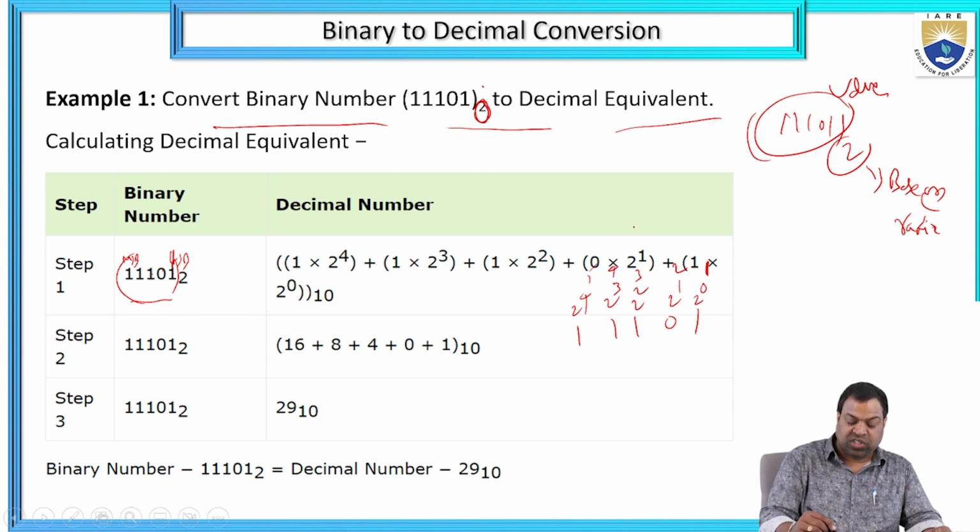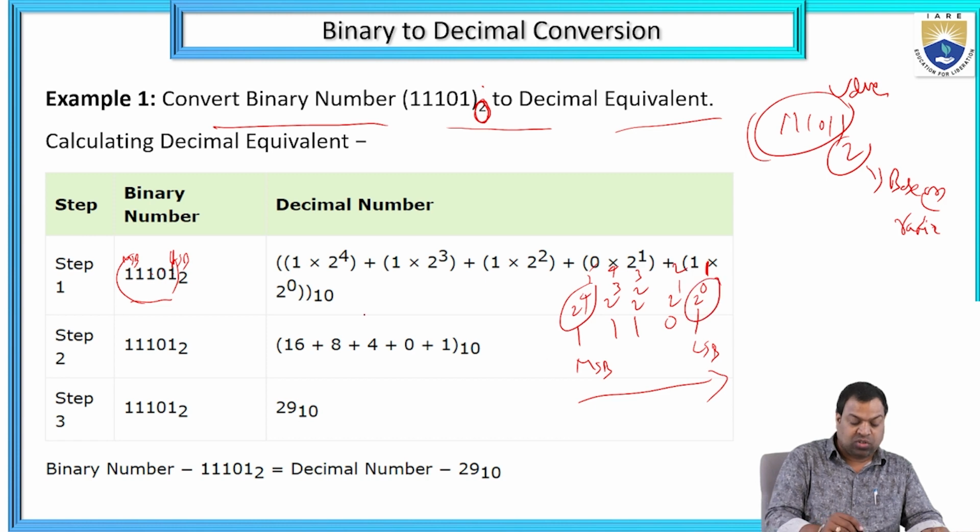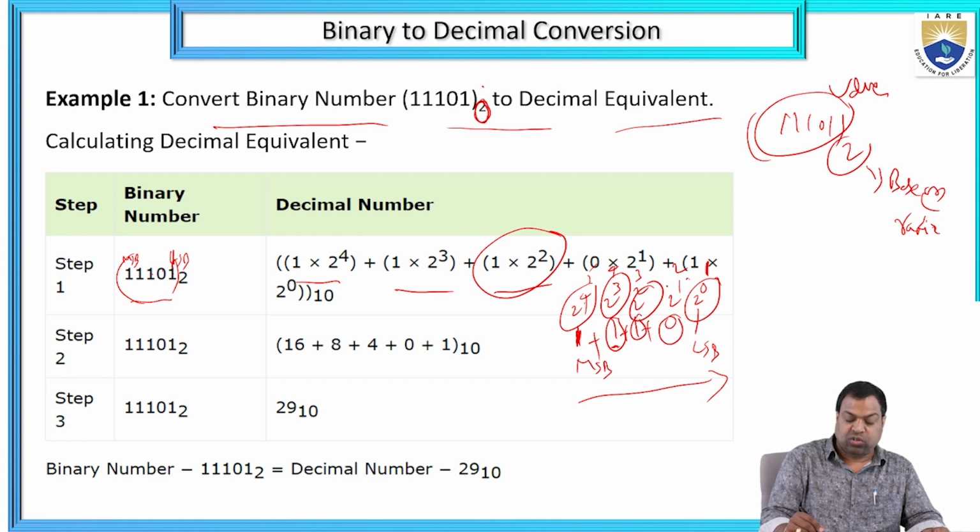The first one is the MSB and the last is the LSB, so we are going from MSB to LSB, which means 2 power 4 to 2 power 0. So 1 into 2 power 4 plus 1 into 2 cube plus 1 into 2 square plus 0 into 2 power 1 plus 1 into 2 power 0.